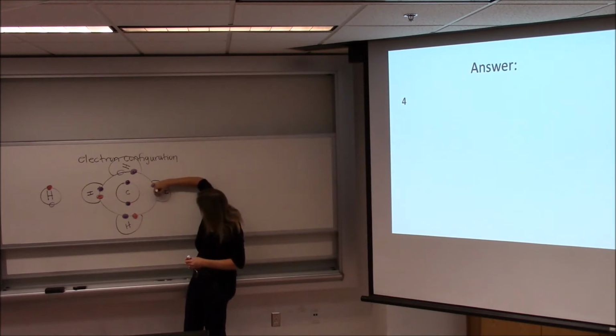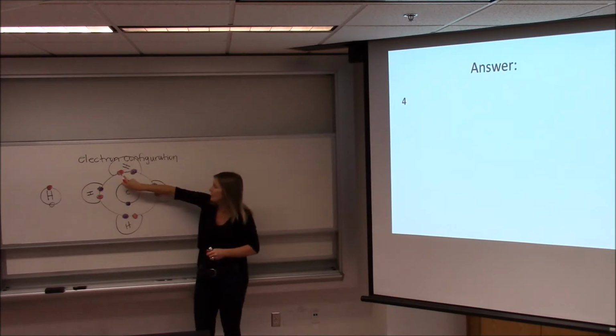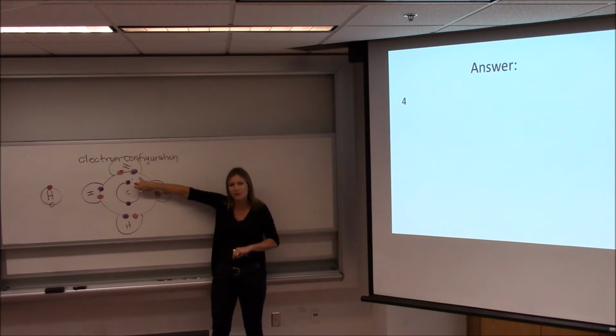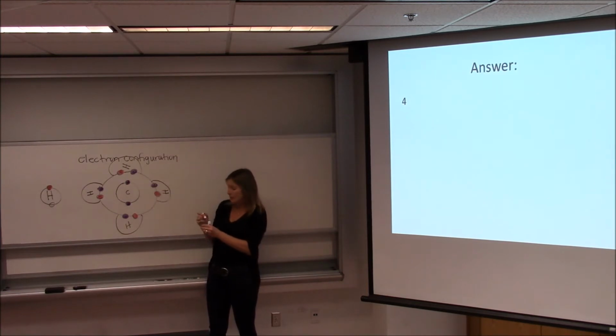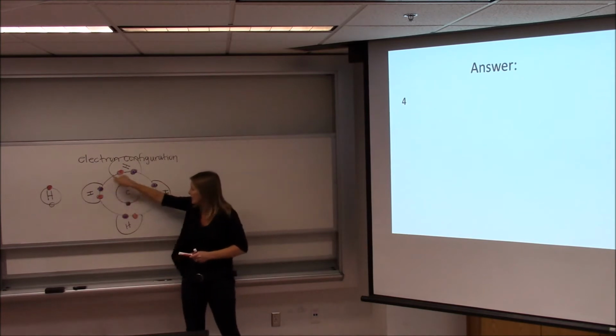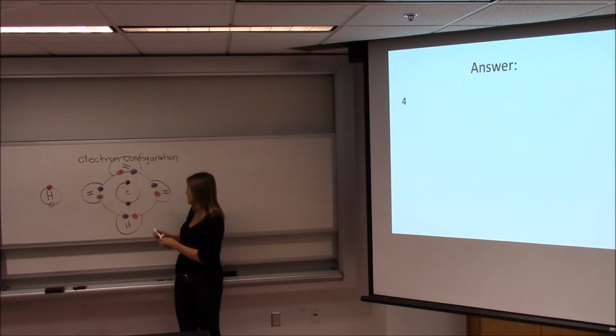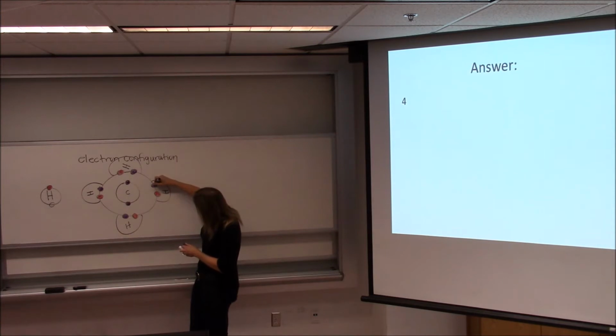So each of these hydrogens shares their 1 electron, and then carbon shares 1 of its with each of the hydrogens. And now, rather than these purple ones just orbiting carbon and these red ones just orbiting hydrogen, they are shared. They are now shared electrons. And now these shared electrons orbit both hydrogen and carbon.